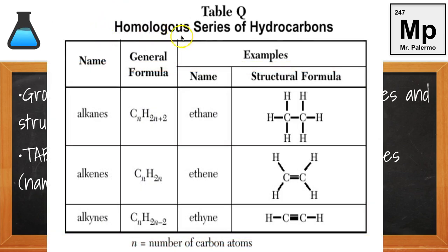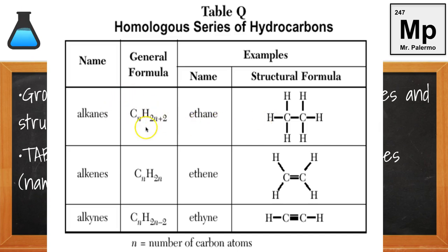So the title says homologous series of hydrocarbons. Again, hydrocarbons containing only carbon and hydrogen. These are the 3 series: the alkanes, alkenes, and alkynes. In a series, these compounds would have similar properties and structures.